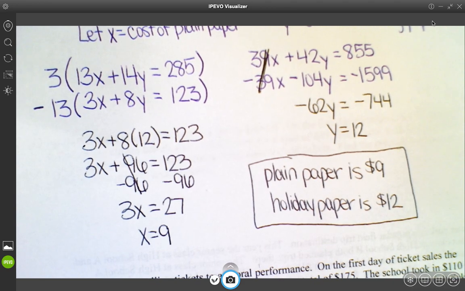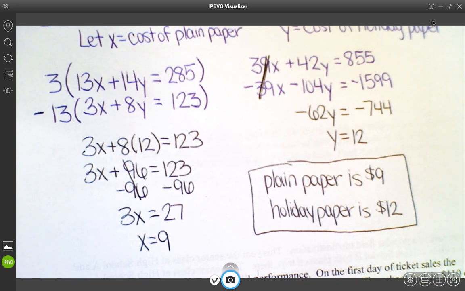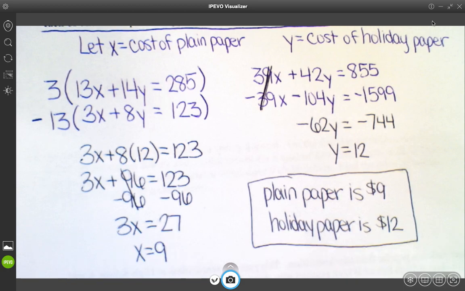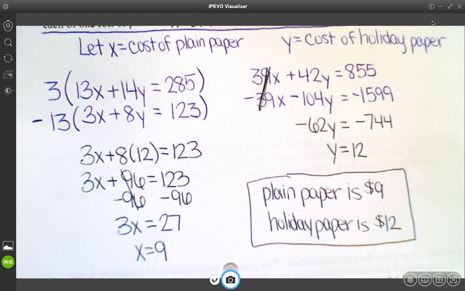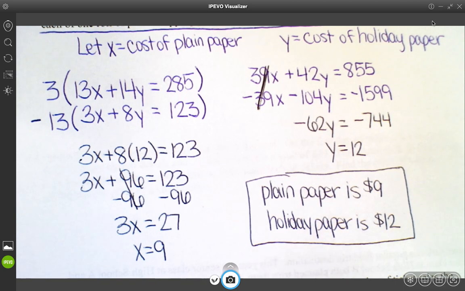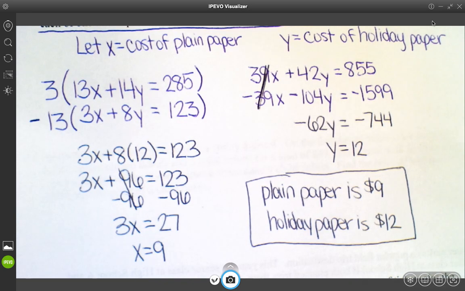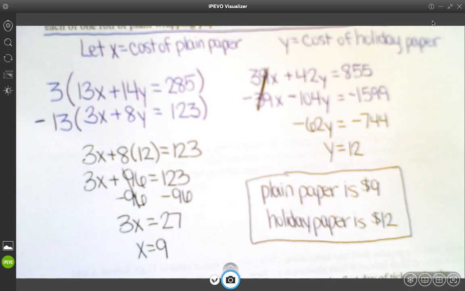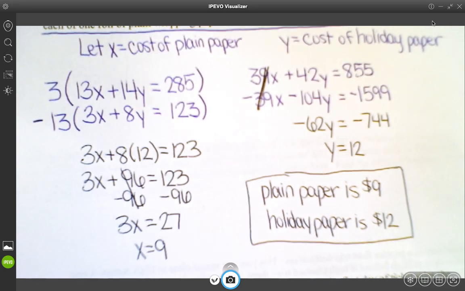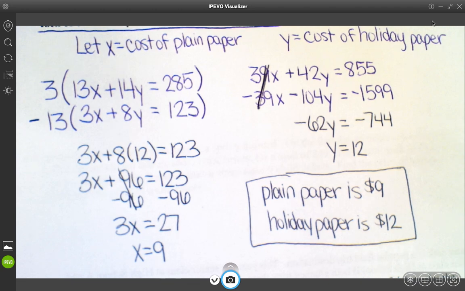Whenever you're working with word problems, you have to specify what your x's and y's are going to be. And then once you set up your equations, you solve them like normal, but we have to go back. We have to explain what the 12 and 9 actually mean. So we're saying 9 goes with the plain paper, so that's a $9 cost. And then the holiday paper is 12.